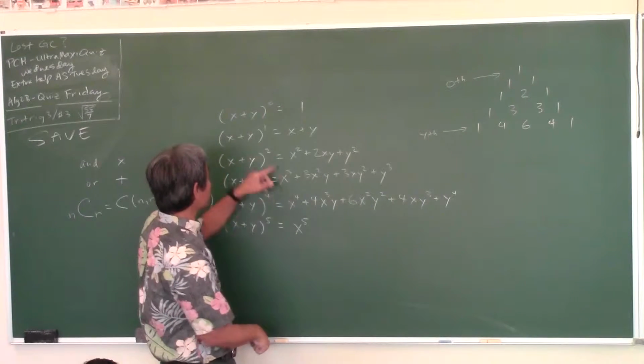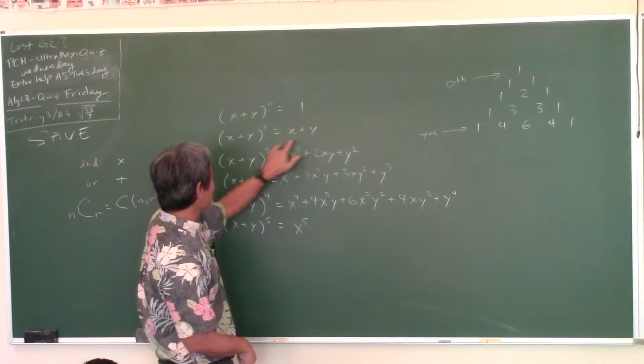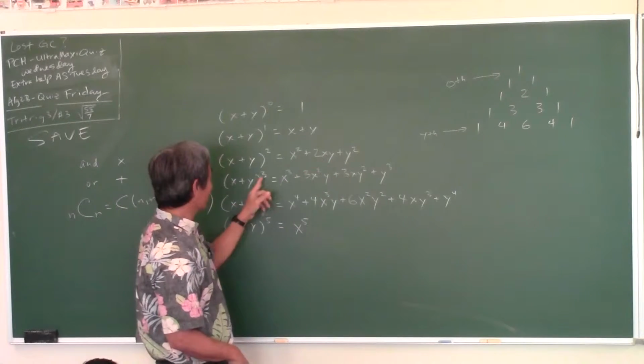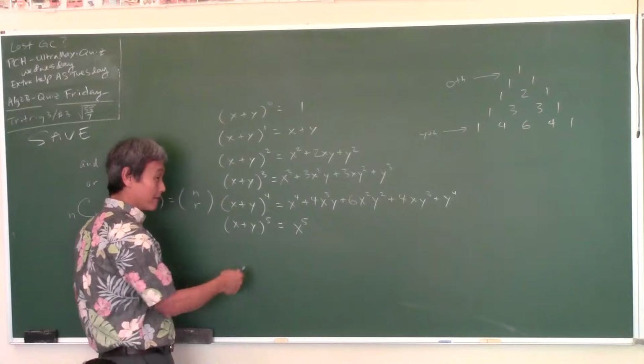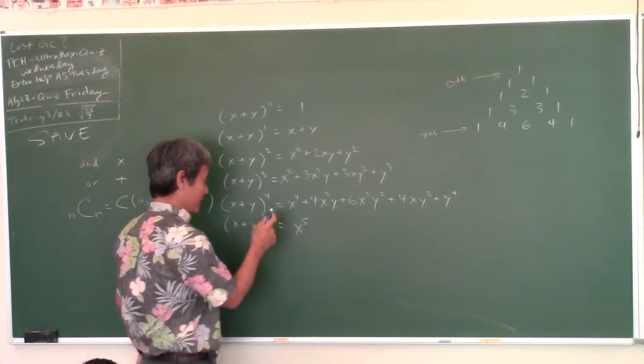be 6 terms, right? Because look, to the first power you get 2 terms. To the second power you get 3 terms. To the third power you get 4. It's always going to be one more. So when you go x plus y to the fifth, there should be 6 terms, okay? So that's the first one.